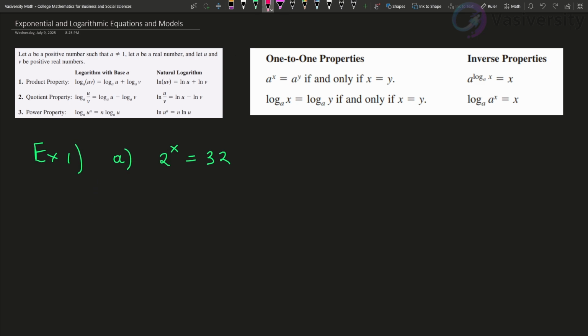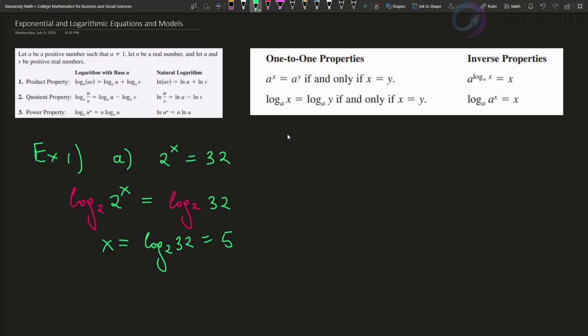We're going to apply logarithm base 2 to both sides of 2 to the x is equal to 32, so we get log base 2 of 2 to the x is equal to log base 2 of 32. Log base 2 and 2 cancel out, so we just have x is equal to logarithm base 2 of 32, and that would be equal to 5. Okay, that's one way we can solve this problem.